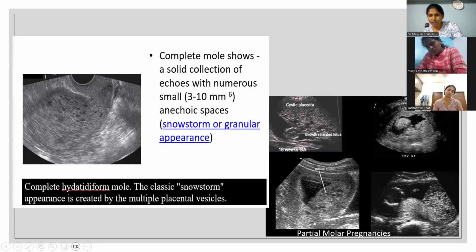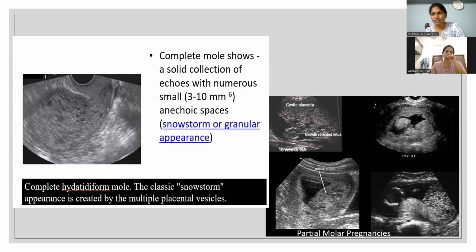But in a partial molar pregnancy, there is a cystic placenta and there is presence of a fetus. So there is a fetus, but there is also presence of cystic spaces in the placenta. Either there can be focal or cystic places in the placenta. Placentomegaly will be there. And if the fetus is there, the fetus will usually be growth restricted. So these are the ultrasound features of a partial mole.